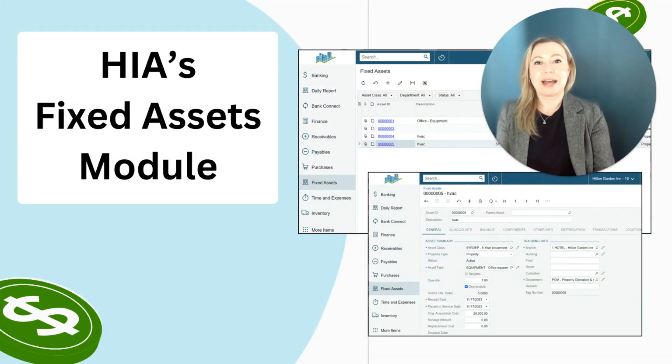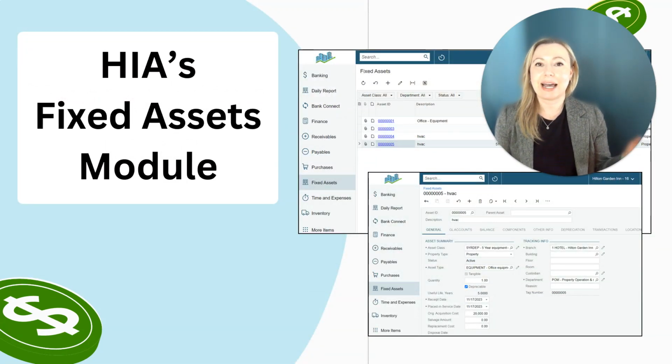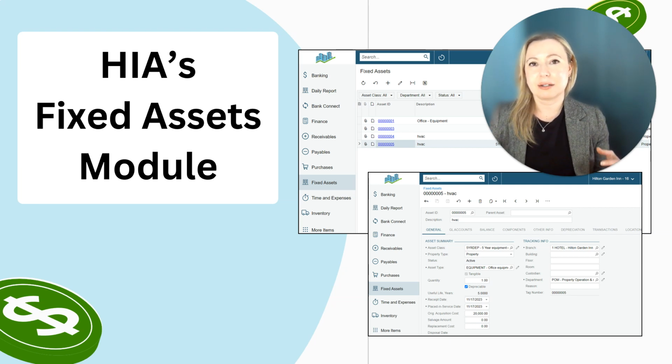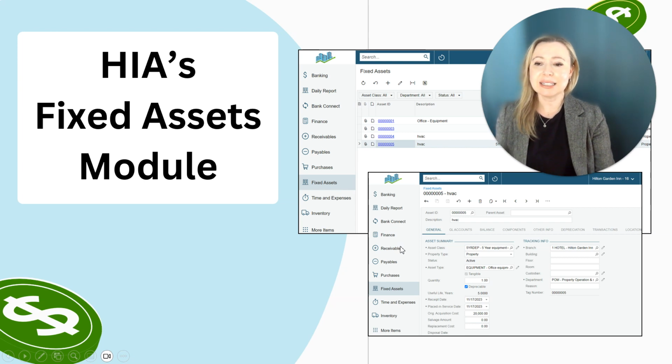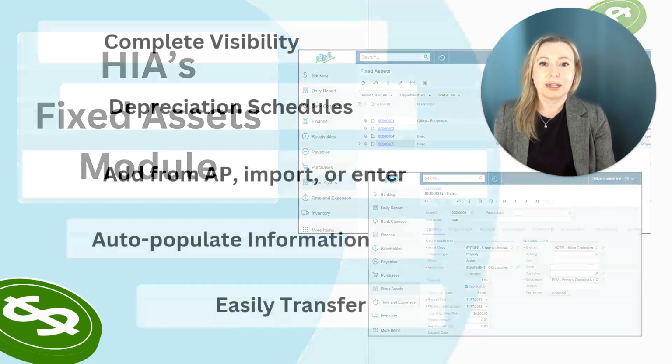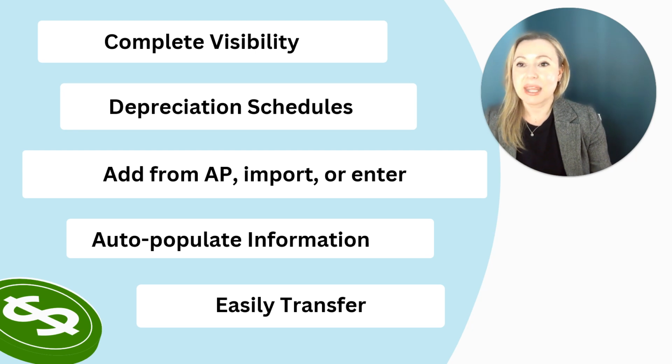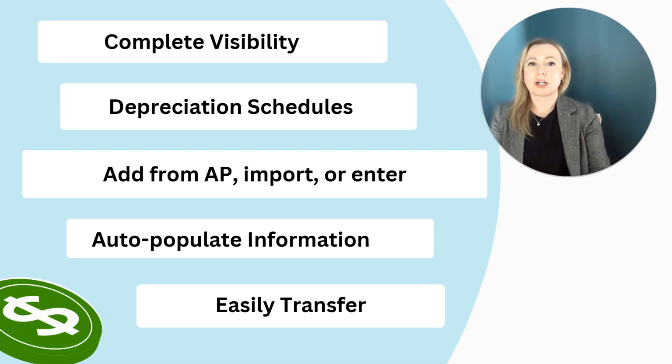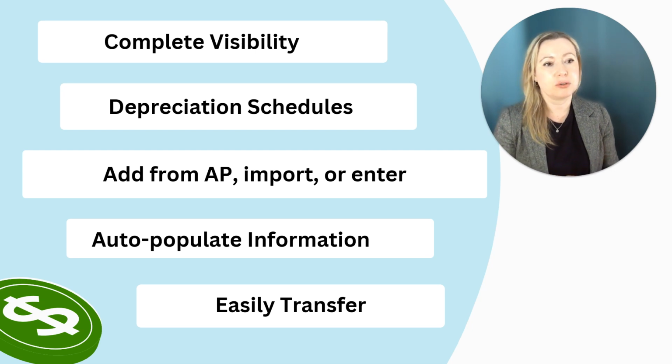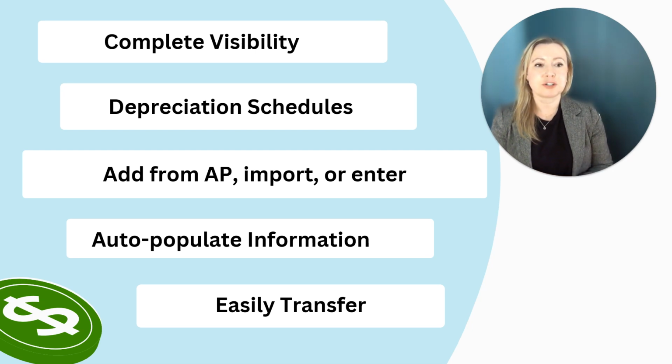So the benefit of having your fixed asset module within that whole back office accounting and ERP system is that it's just going to give you so much more visibility and ease in terms of creating and tracking and managing those fixed assets. So as you can see here, fixed assets is just one of the modules in the system within HIA's system. And then some of those benefits and synergies are, like I said, the complete visibility into your fixed assets and your depreciation schedules.